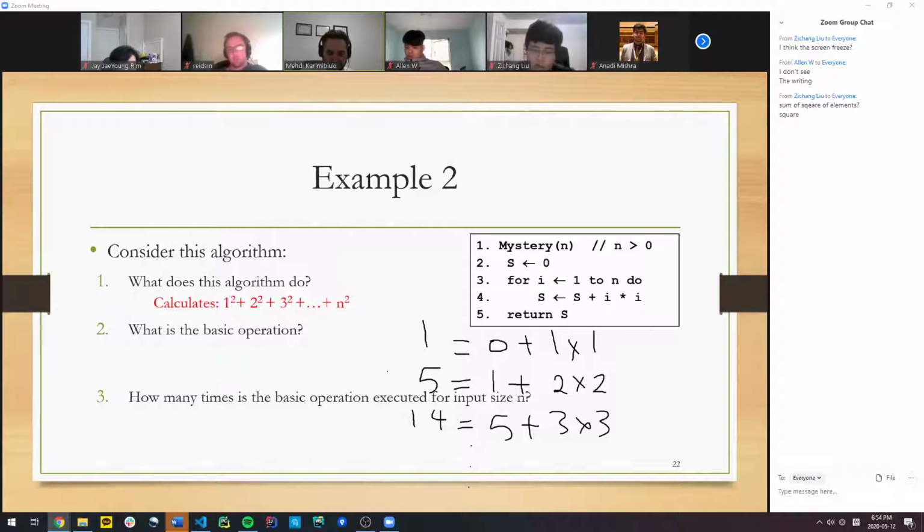Okay. So let me go back. The multiplication on line number 4 or the addition, doesn't matter. That's what the basic operation is claimed to be here. Now the question is, how many times is this basic operation going to be executed for input size n? That's the next question.